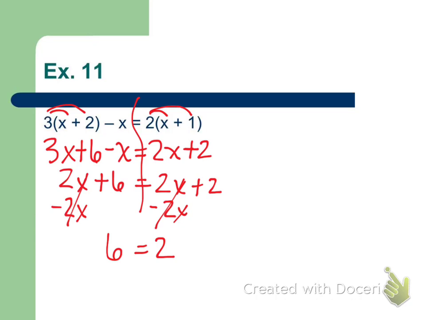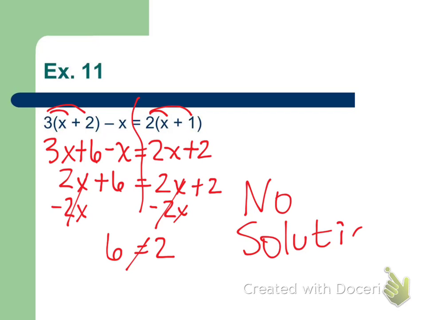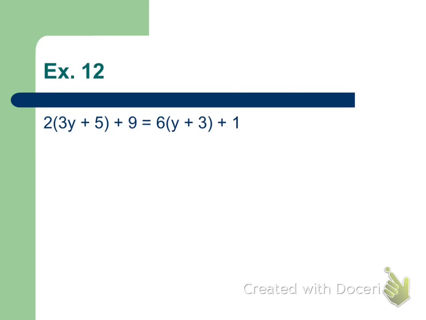Does 6 equal 2? No, because they do not equal each other. The answer is no solution. If they do end up equaling each other, the answer is all real numbers. All right, we've got one more example.